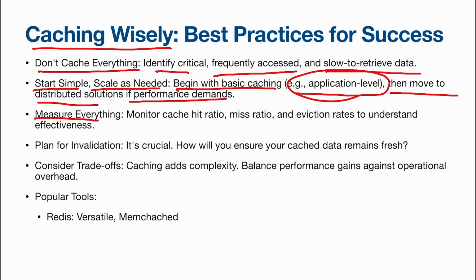Measure everything. So in distributed systems, the observability is very important, and using proper implementation of observability, we can monitor the cache. So monitor the cache hit ratio, miss ratio, eviction rates to understand effectiveness, and always be up for tuning your caching strategy based on the metrics you find.